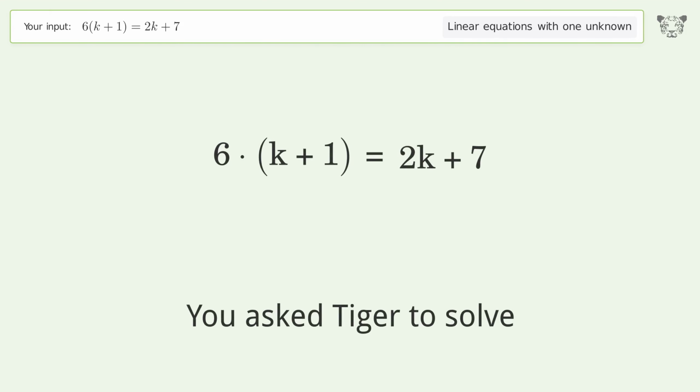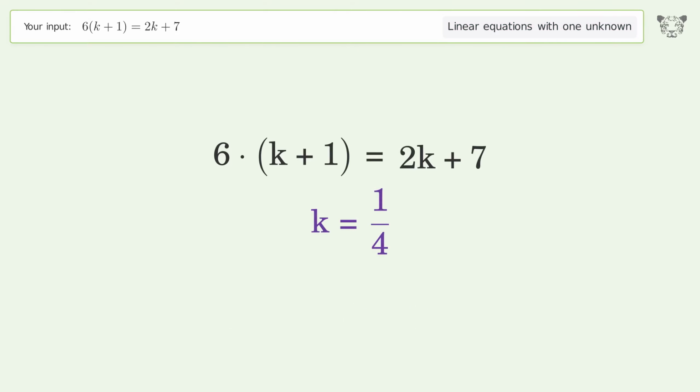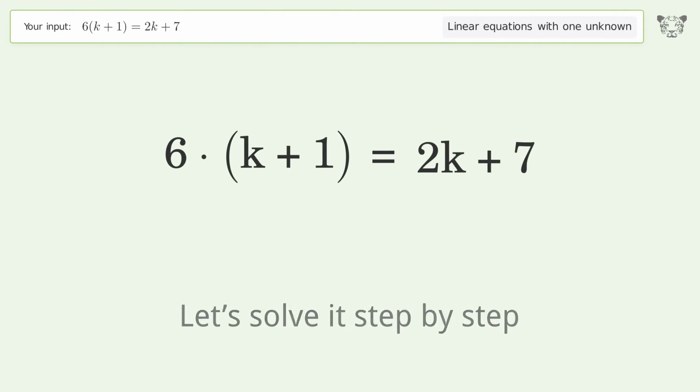You ask Tiger to solve. This deals with linear equations with one unknown. The final result is k equals 1 over 4. Let's solve it step by step.